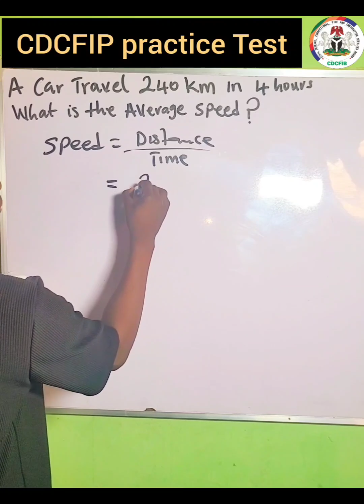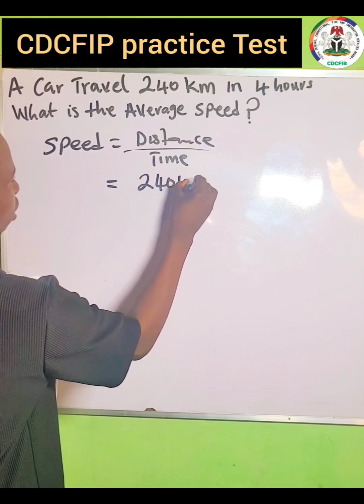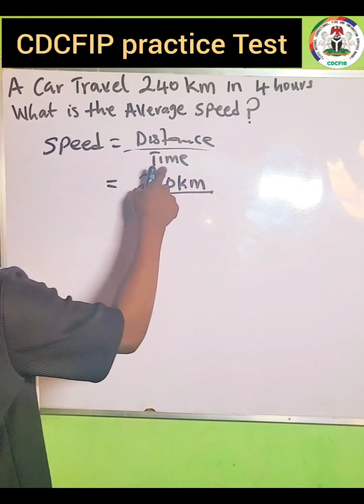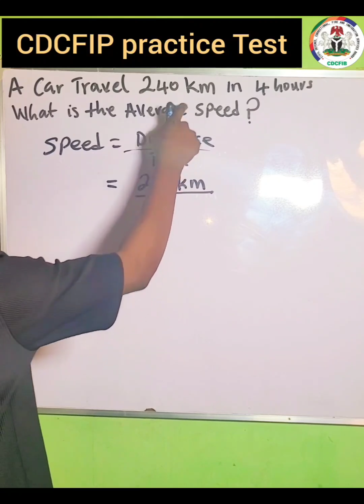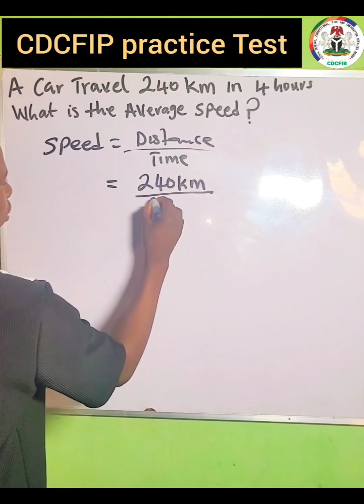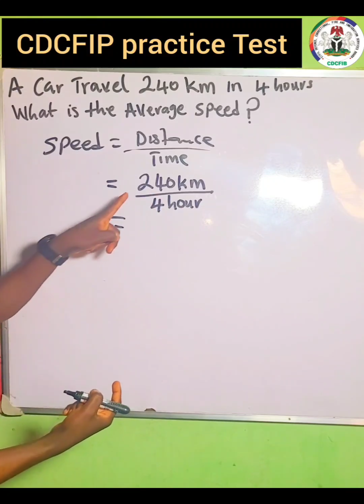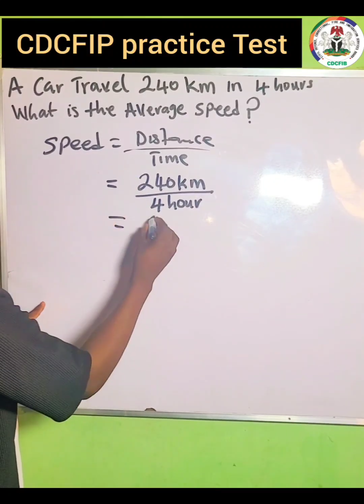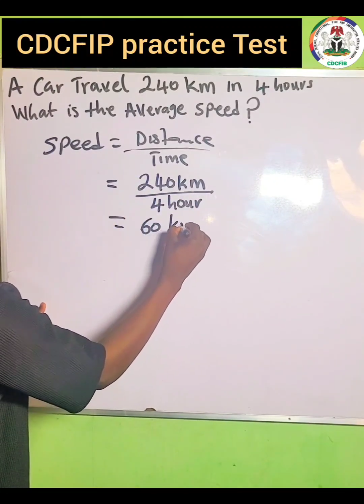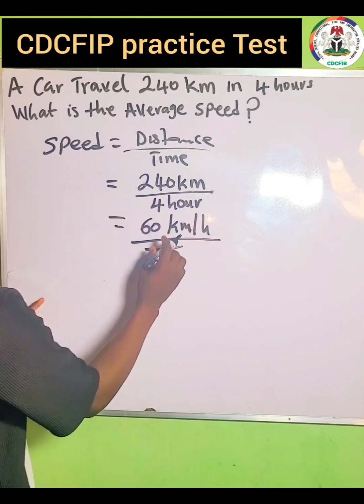So in place of distance, we're going to replace 240 kilometers in the numerator, then over time in the denominator, and the time it covers is 4 hours. So time is going to be 4 hours. So now we're going to divide. 240 divided by 4 is going to give us 60 kilometers per hour. So this is the answer to this question.